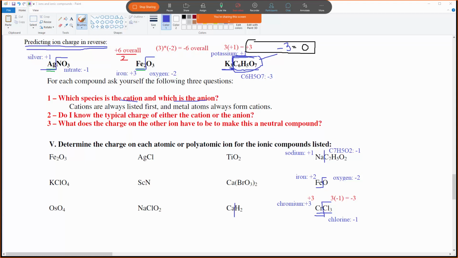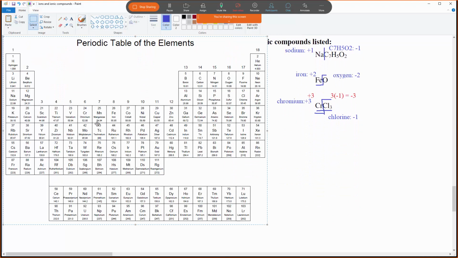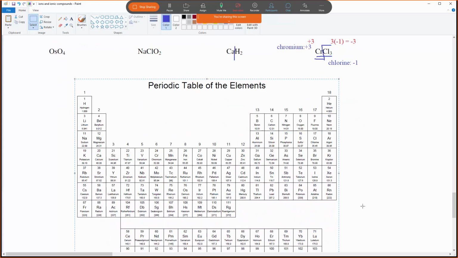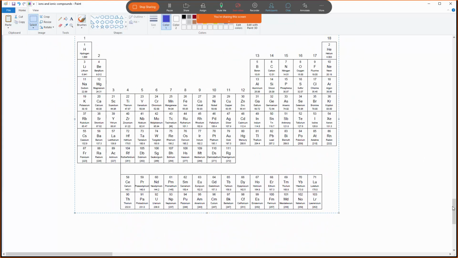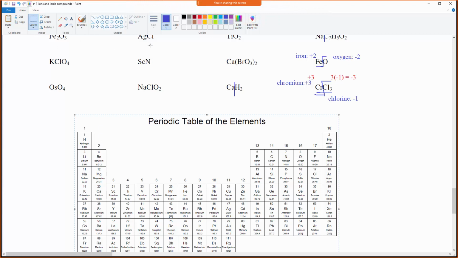Because H is in group 1, that tells you it should be positive, you would think. I'm tired of scrolling up, so I'm going to put a new periodic table down here. This is tricky because with calcium and hydrogen, you would look here and say, here's calcium, it's in group 2, so I know it ought to be +2. But here's hydrogen, which is in group 1, so it ought to be +1.